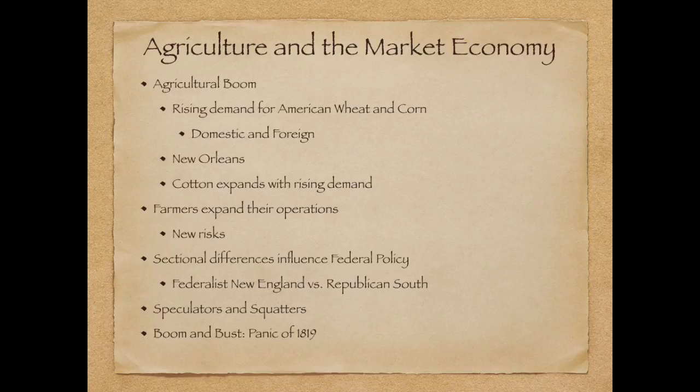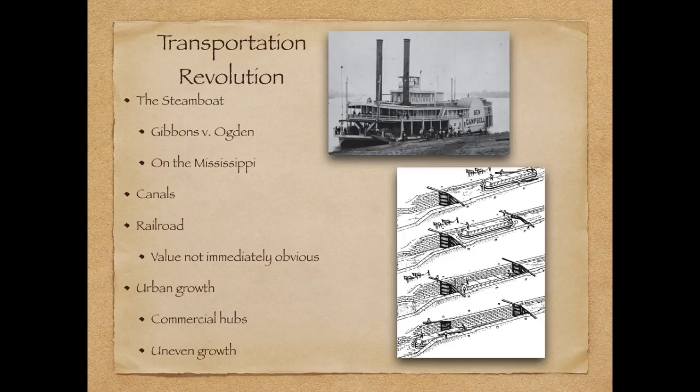The panic also demonstrated just how dependent farmers had become on distant markets, and one response was the acceleration of the search for better and cheaper ways to get the crops to market. And this ultimately led to a revolution in transportation. Without major changes in the transportation network, the market economy would remain local and regional rather than national. And in the early decades of the 19th century, Americans began to address this problem, and in doing so initiated that transportation revolution.